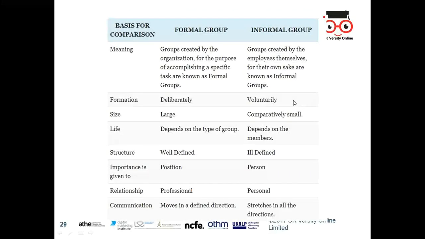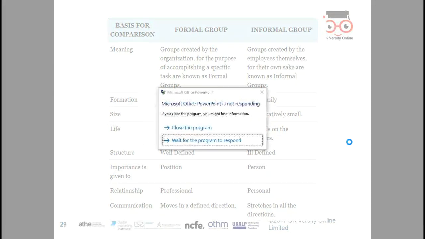Size can be large or comparatively small, and life depends on the type of group. Then informal groups can be unstructured. So all these are the differences between formal and informal groups. We can discuss this in our assignment as well when we deal with point 2.